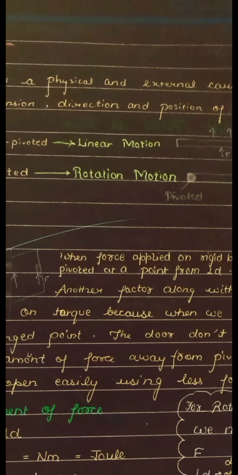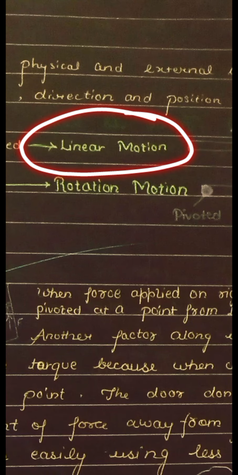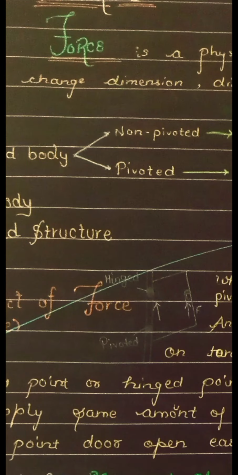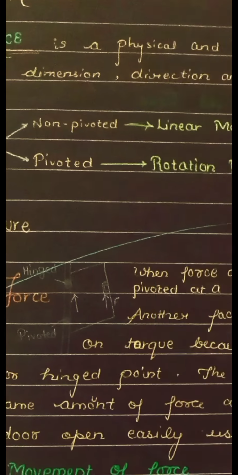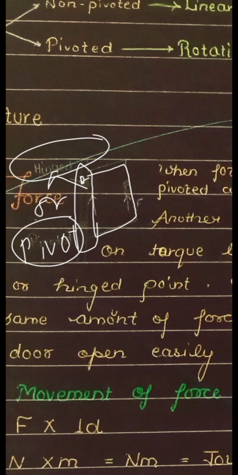When force is applied on a non-pivoted body, which is free to move and not joined at any point, the motion because of force is linear or translational motion. Second, when force is applied on a pivoted rigid body, it causes rotational motion. For example, when we open a door, the door is hinged at a point, and when we open or close it, it does rotational motion. This is a good example of rotational motion. So this is your force.